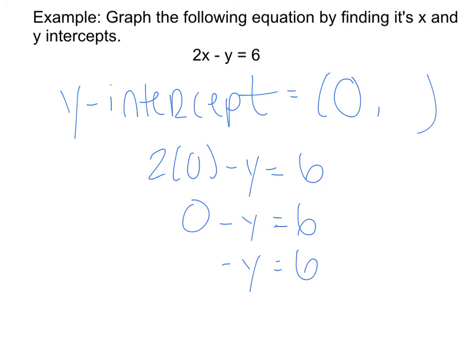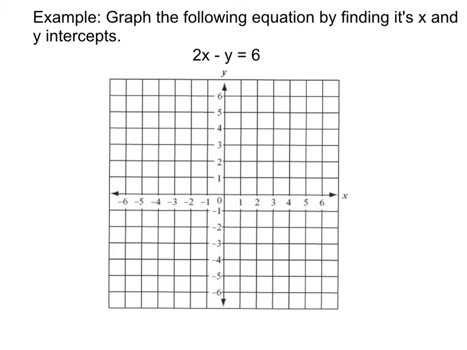You're not totally done. Y isn't totally by itself. So I always say you can either multiply both sides by a -1, or move the negative to the other side, or divide both sides by a -1. Anything to cancel that negative out so you realize that y is really -6. So those are our 2 points. We have 0, -6. So I want to write that. We have 0, -6. And then we had 3, 0.